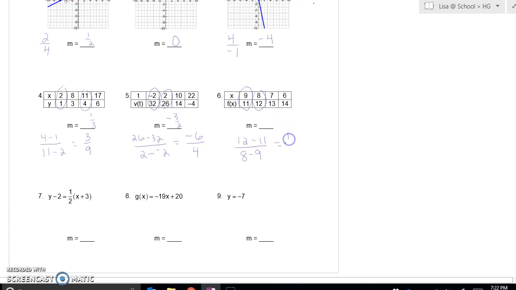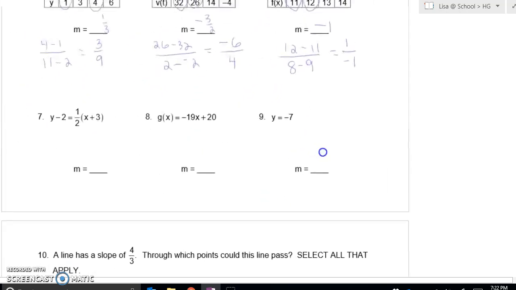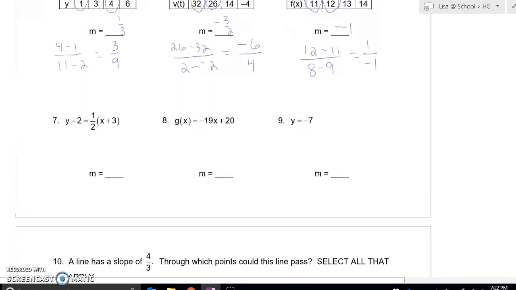Number 6, I'm going to do 12 minus 11 over 8 minus 9. I get a change in y of 1, a change in x of -1, so the slope is -1. For number 7, this is of the form y minus y1 equals m times x minus x1. That's point slope form. So the number in front of the parentheses is slope, which is 1/2.